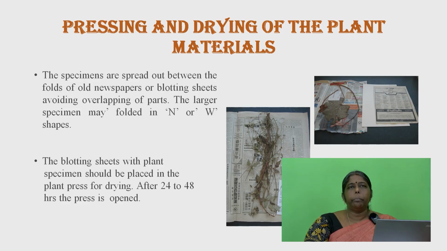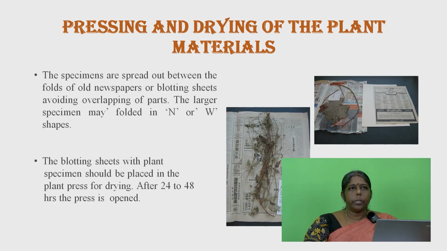So next is a very important process, that is pressing and drying of the plant materials. So far we have collected all the specimens and we should give more importance to the pressing aspect. Normally we can use old newspapers or blotting sheets to absorb the moisture from the specimens which we have collected. You should not keep the specimens like I have shown in figure 1, where they are all clustered and clumped together. You need to separate all the specimens with a handle, or you can use a needle and tease them out. They can be folded in the shape N or W.